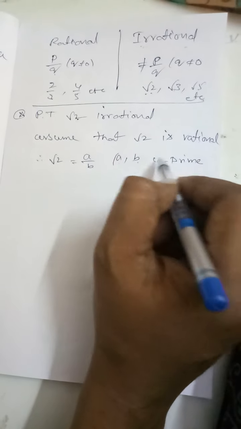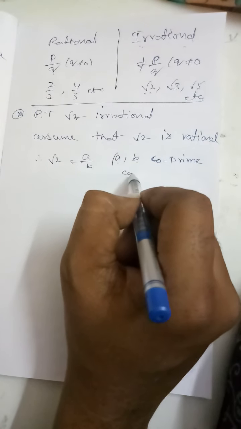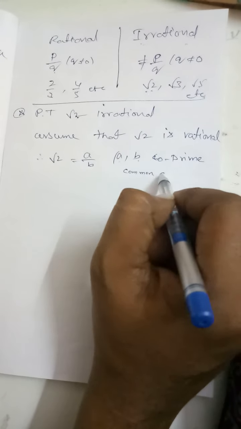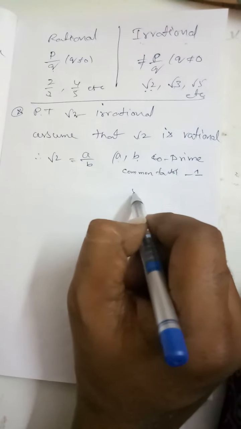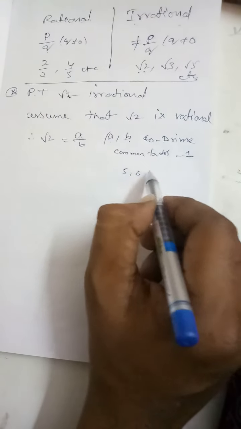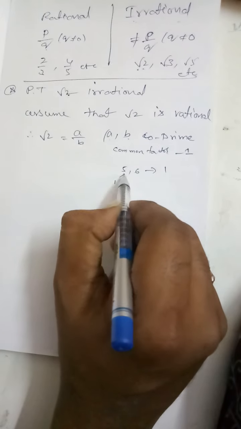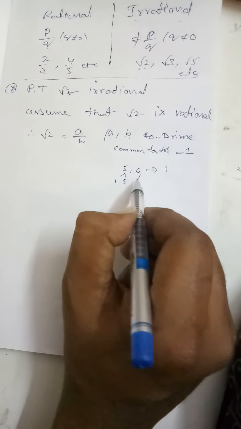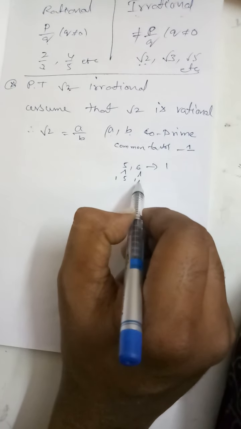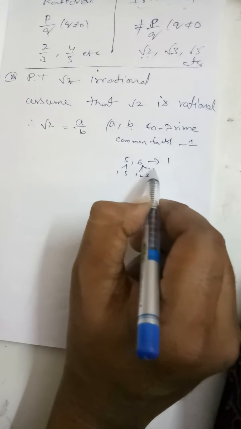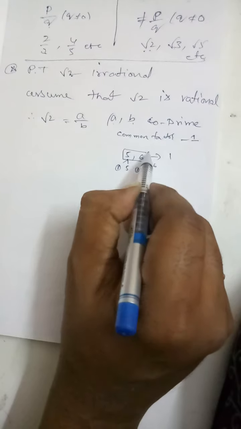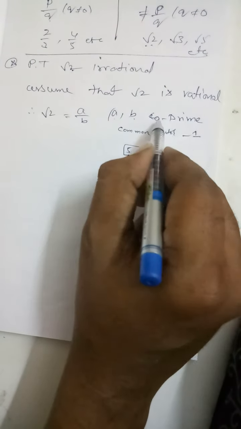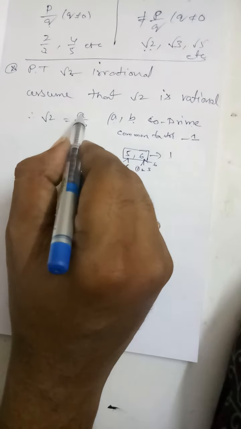What is the meaning of co-prime? It means the common factor of the two numbers is 1. For example, 5 comma 6: factors of 5 are 1 comma 5, factors of 6 are 1 comma 2 comma 3 and 6. What is the common factor here? 1. So 5 comma 6 are called co-prime numbers. Like that, a and b are two co-prime numbers.